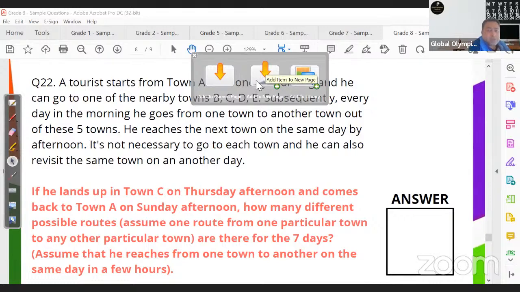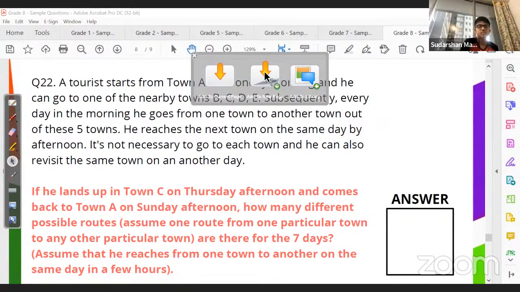Sure. So Sudarshan, just make a note that in grade 7 we have done till question 23, and grade 8 we have done till question 22. So let's just do this one and then we'll leave.